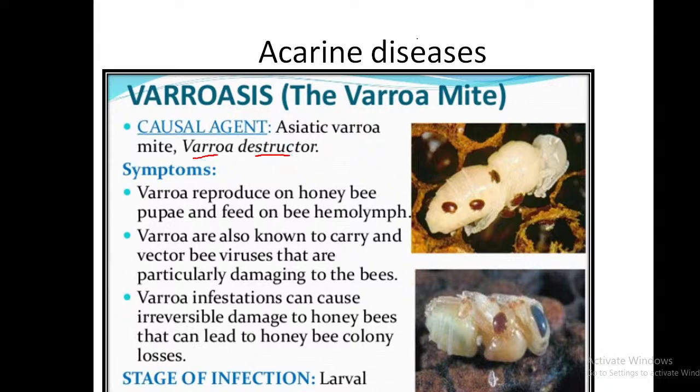Here you can see the picture. This shows varroa reproducing on the honeybee. These are the mites, sitting outside like fleas, like bedbugs. These are what we call ticks and mites, tiny creatures. Varroa reproduces on the honeybee pupae, and it also feeds on the bee's hemolymph.